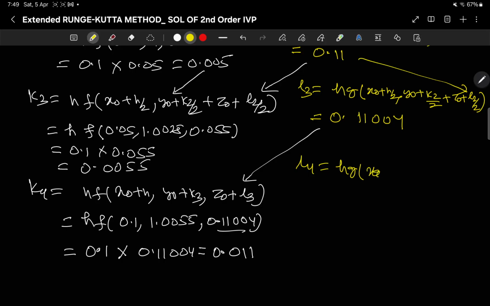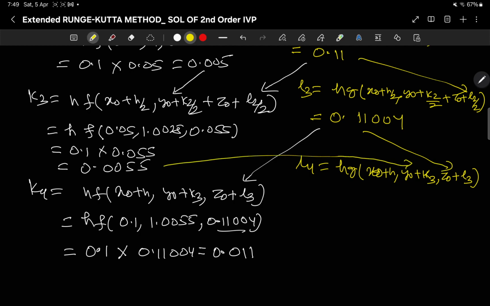And accordingly my L4 will be h g(x0 plus h, y0 plus k3, z0 plus L3). So this L3 will be here and this K3 will be substituted here. Okay, so these are all interrelated. So after simplifying, I will be getting 0.1 g of the same thing, (0.1, 1.0055, 0.11004). Okay, so if I substitute it, we will be getting 0.12022.